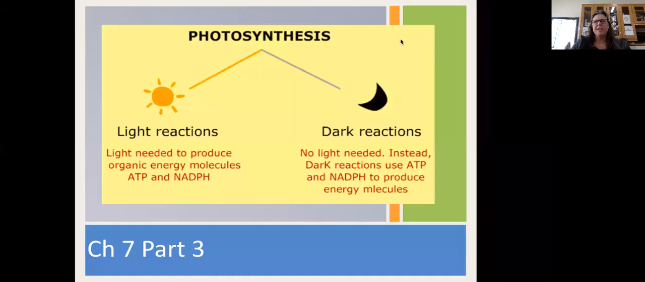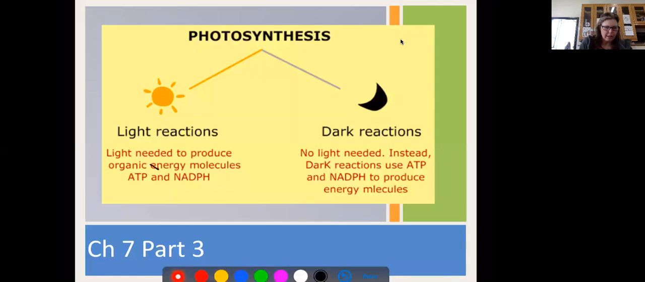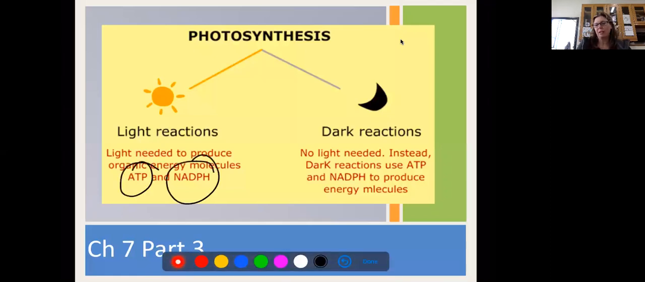All right, so chapter 7, part 3, we're going to talk about the dark reaction. We already talked about the light reaction. With the light reaction, we get ATP and NADPH out of that. Those products are going to be required for the dark reaction.